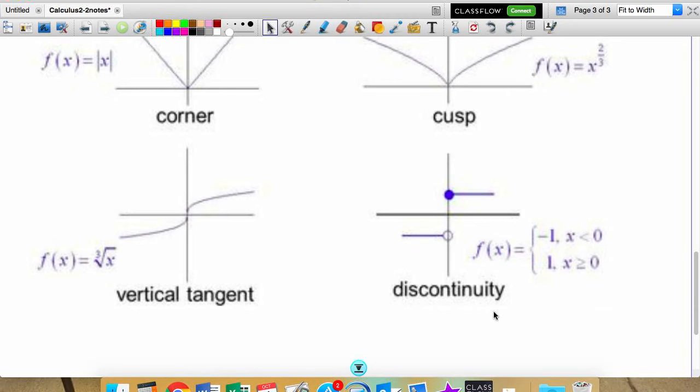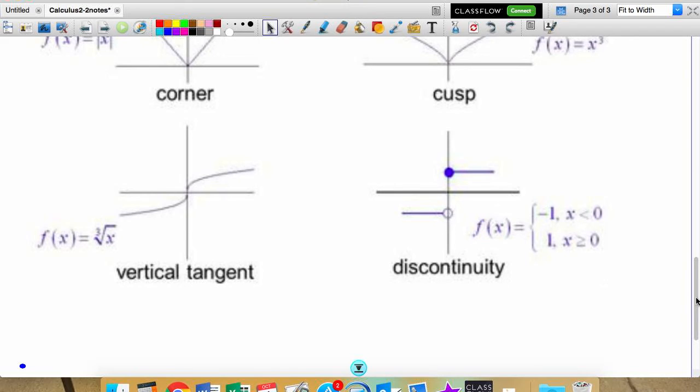Last but not least, any type of discontinuity is not differentiable. So in this picture, they gave you a jump discontinuity. However, any type of discontinuity is also not differentiable. So a removable discontinuity is not differentiable, an infinite discontinuity is not differentiable, and neither is an oscillating discontinuity. All of those are not differentiable.